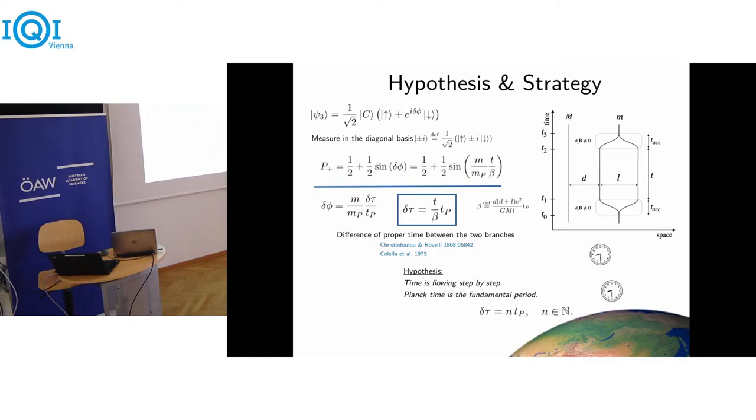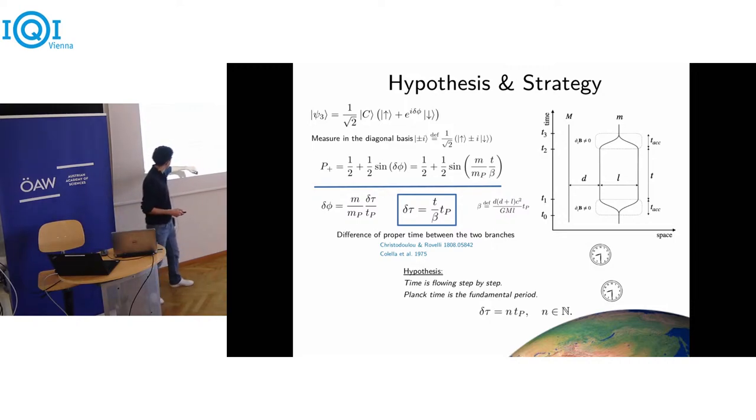So this hypothesis is the following. We're assuming that time is flowing step by step, and that Planck time is the fundamental period. So we are going to make, mathematically, the assumption that this difference of proper time is not something continuous which can take any real value, but can only take a discrete number of values, that is n times the Planck time. This is the way we are implementing the idea that time has some granularity. And now we want to see whether or not it is possible to see experimentally such a hypothesis, to test it.